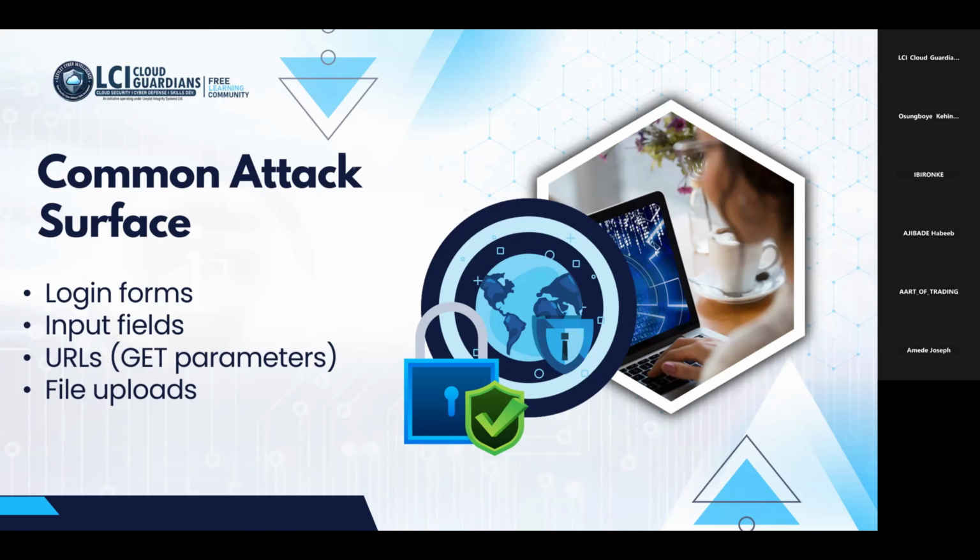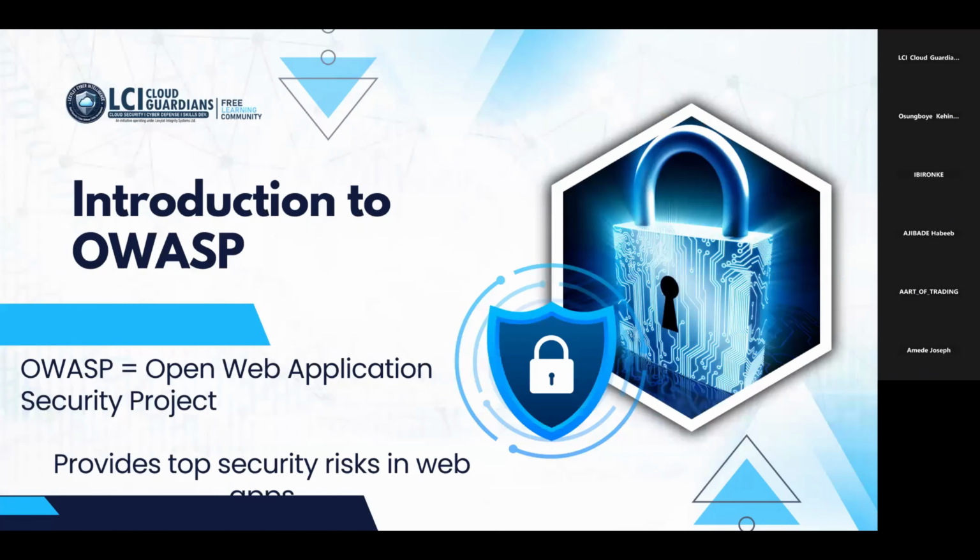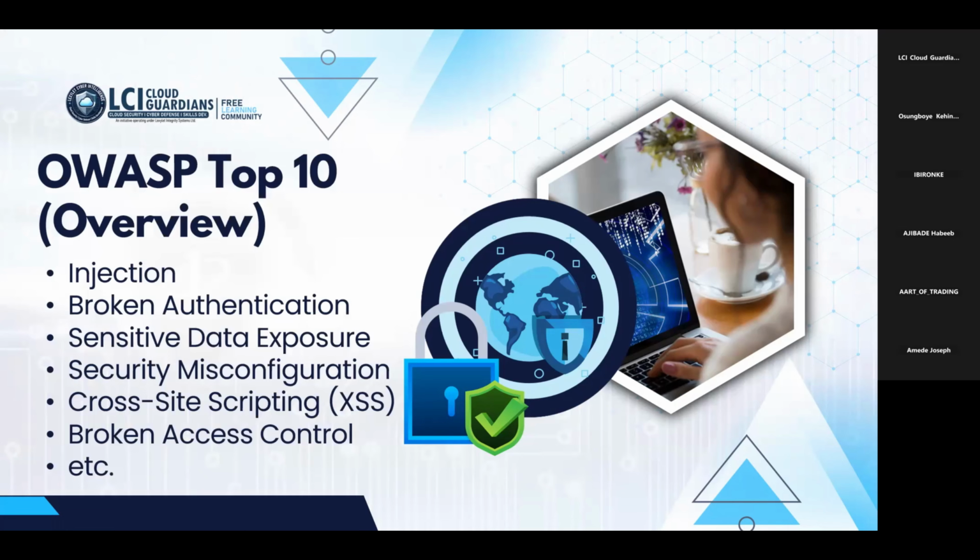We are talking about web application security. So these are the common attack surface. We talked about the OWASP, Open Web Application Security Project, last week. We said it provides the top security risks in web applications. And the OWASP Top 10 starts with injection, broken authentication, sensitive data exposure, security misconfiguration, cross-site scripting, broken access control, etc. You can read more about the OWASP Top 10.